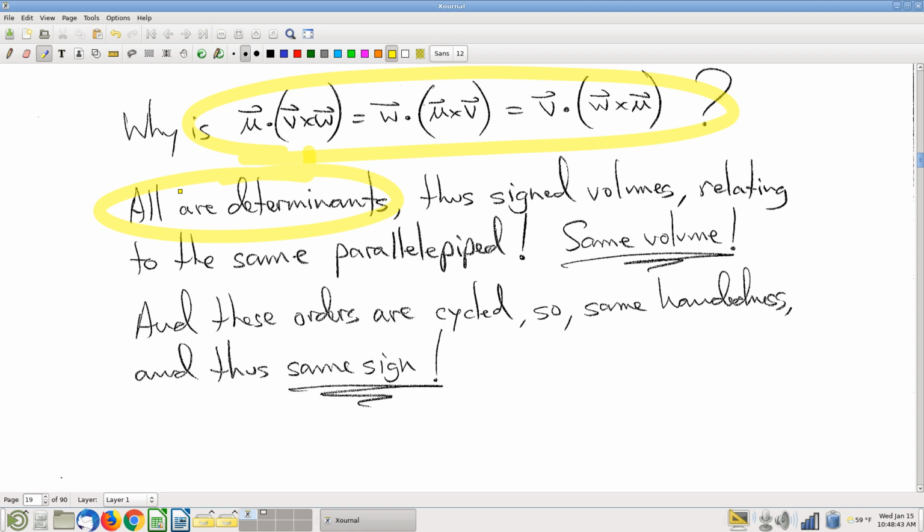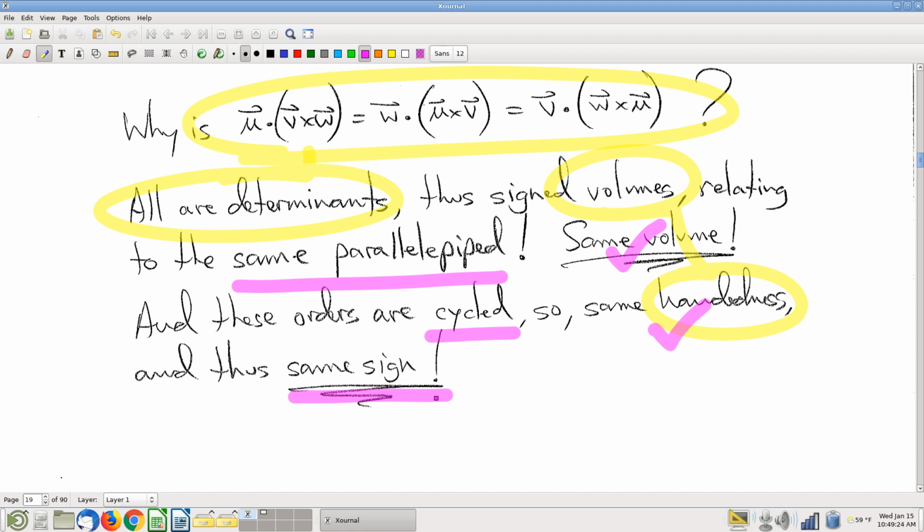Well, wait a second. Determinants relate to volumes and handedness. Right? And notice these 3 triple products, aka determinants, related therefore to parallelepipeds, they all have the same 3 vectors in them. Therefore, they're the same parallelepiped and therefore the same volume. They're also cyclings in terms of the order, and therefore they all have the same handedness, and therefore the determinants all have the same sign.